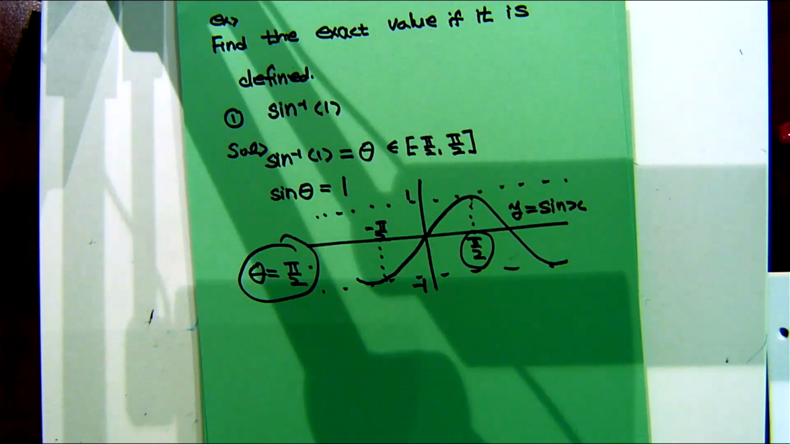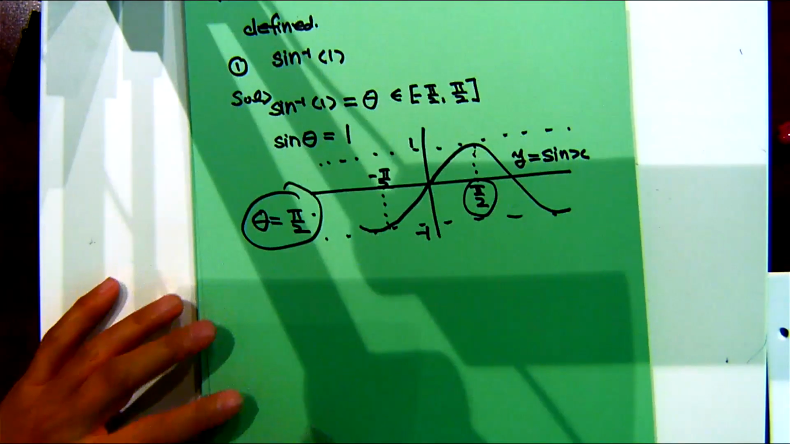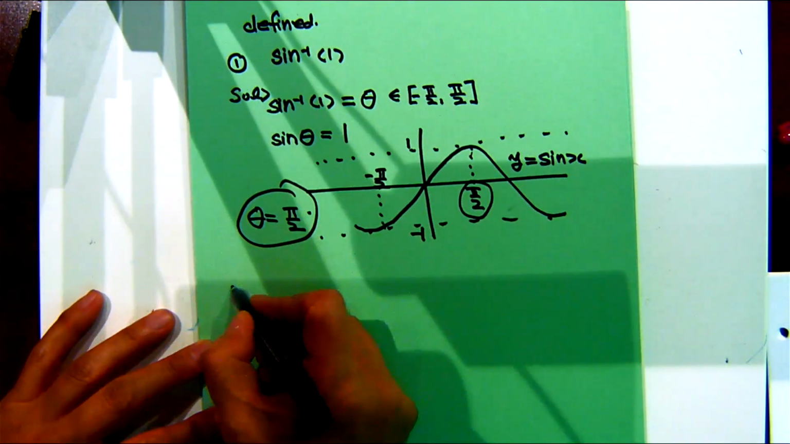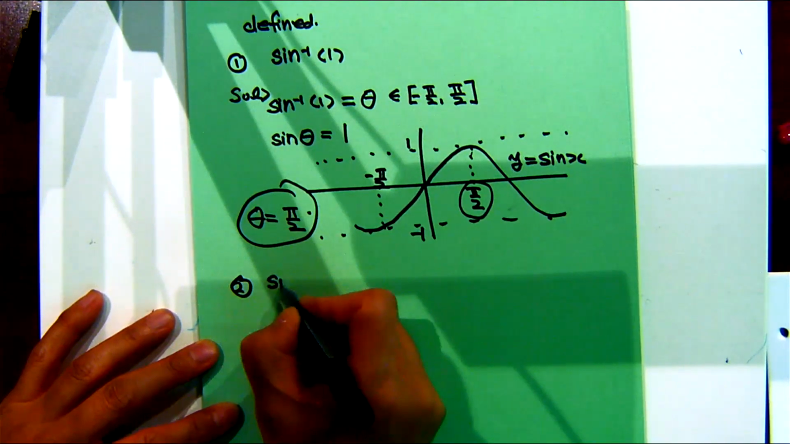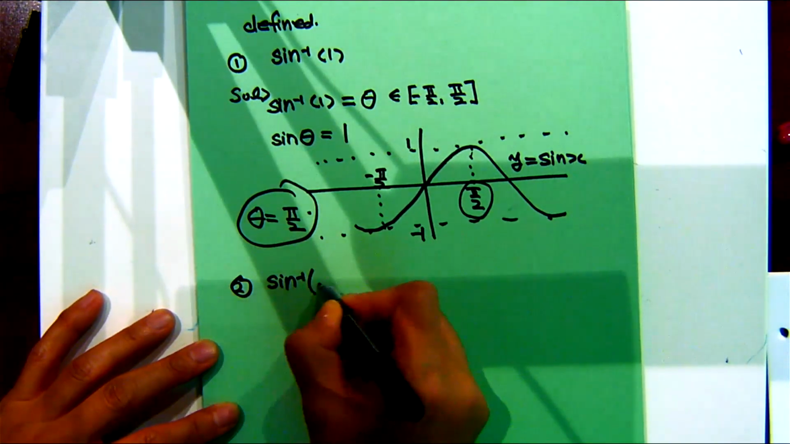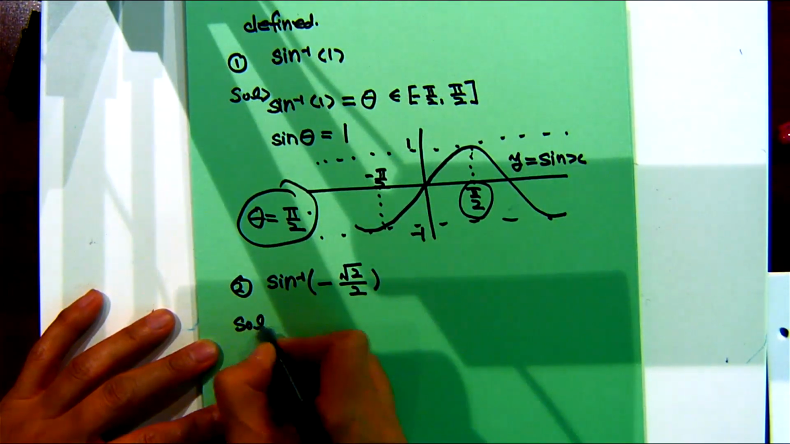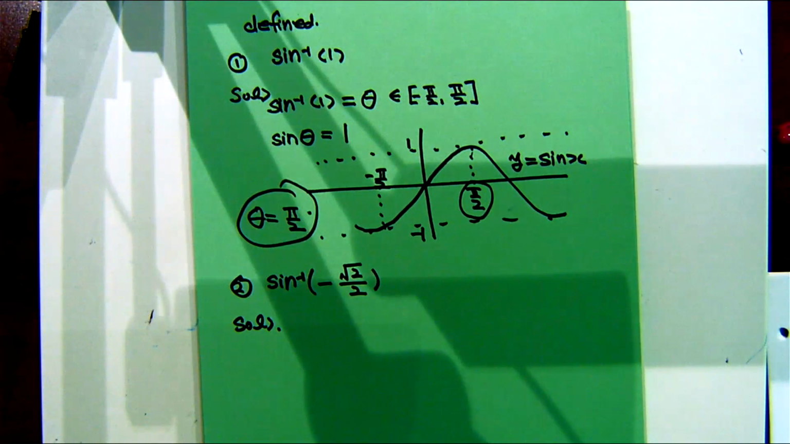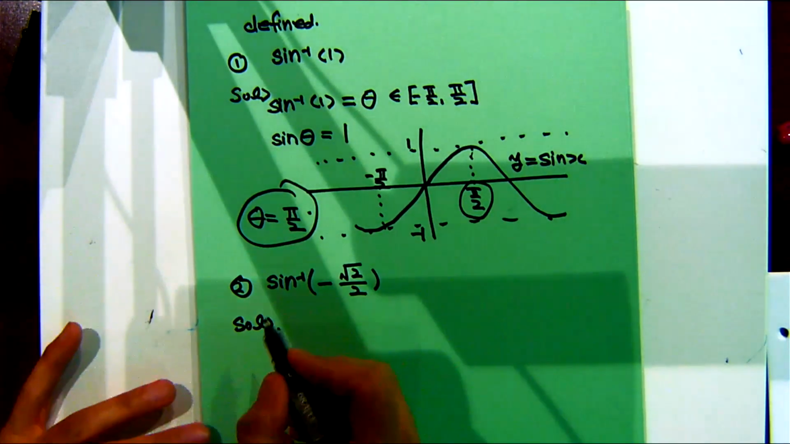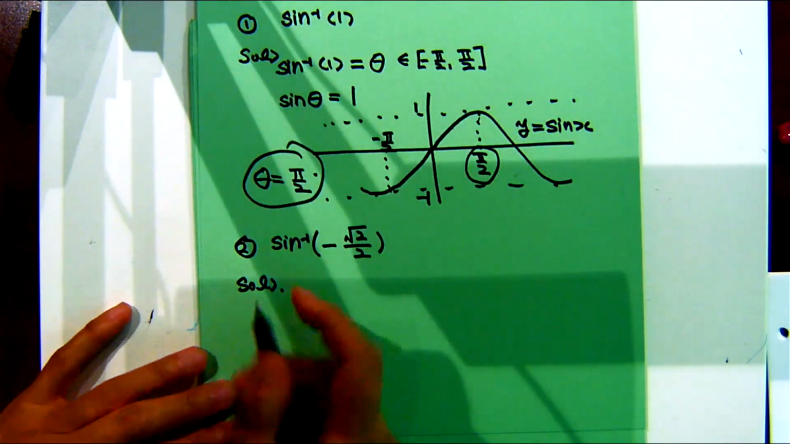Any question? The second question is sine inverse of negative square root of 2 over 2. We will go through the same logical step.